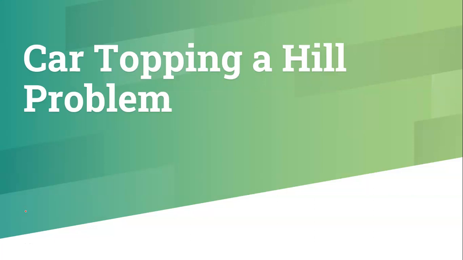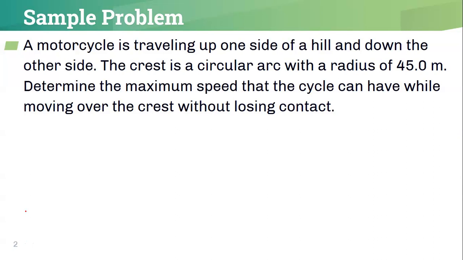In this video, we are going to do the type of circular motion problems called car topping a hill. It doesn't necessarily have to be a car. In fact, in this example, we have a motorcycle. So we have a motorcycle traveling up one side of a hill and down the other side. The crest is a circular arc with a radius of 45 meters.